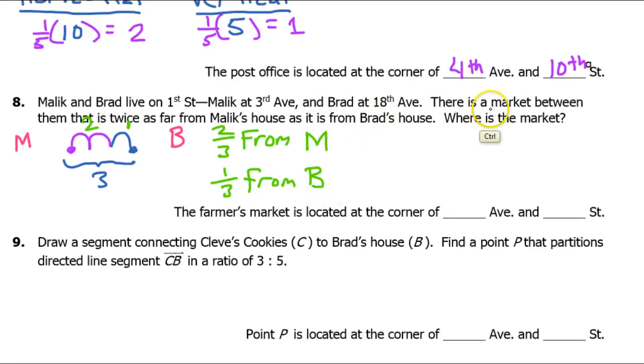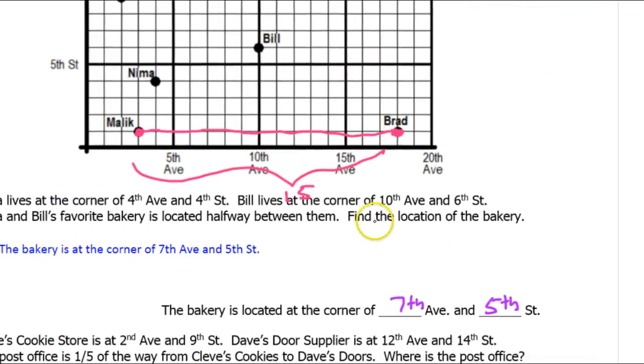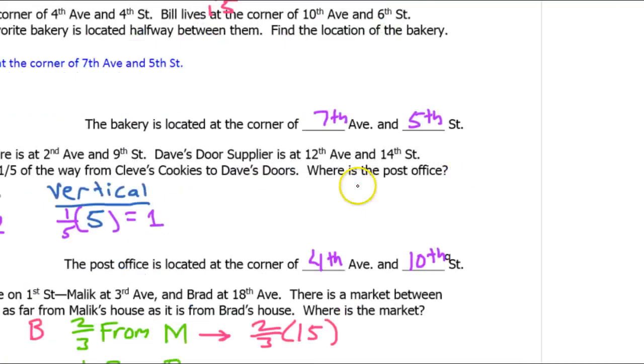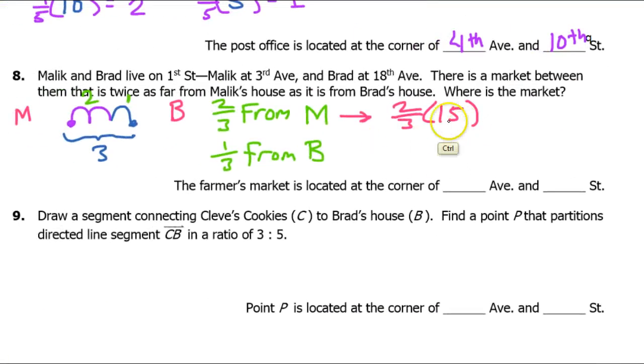all right, if I want to know where the market is, I can either go 2/3 of the way from Malik's house or 1/3 of the way from Brad's house. So let's use this one. The store should be 2/3 of the way from Malik's house. So I'm going to do 2/3 times 15, since 15 is the total distance. All right, 2/3 times 15 turns out to be 10. All right, hopefully you can do that in your head, but if you can't, you could put it in a calculator.